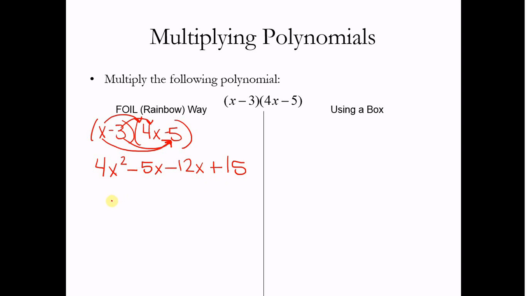Let's do some combining here. So 4x squared, combine those two. Negative 5 minus 12 is a negative 17x plus 15. Done with that part. Now let's try the box method.